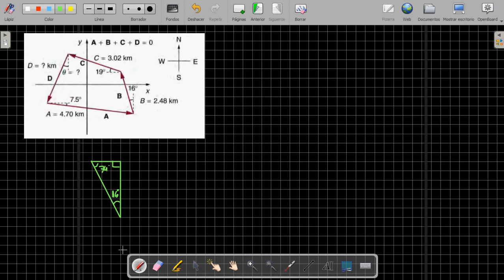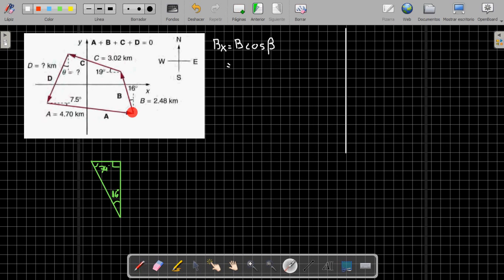Entonces, tal y como nosotros hemos venido haciendo hasta ahora, vamos a calcular las componentes horizontales y verticales del vector B. So, let's start. Horizontal component of the vector B is equal to B times the cosine of, we're going to call it angle beta. Vamos a llamarlo ángulo beta porque, bueno, el B tiene su propio ángulo, que no va a ser 16 grados, sino 74 grados.